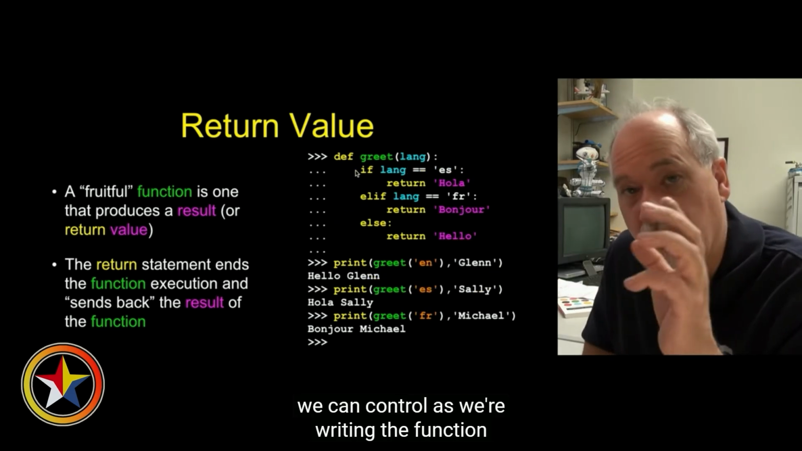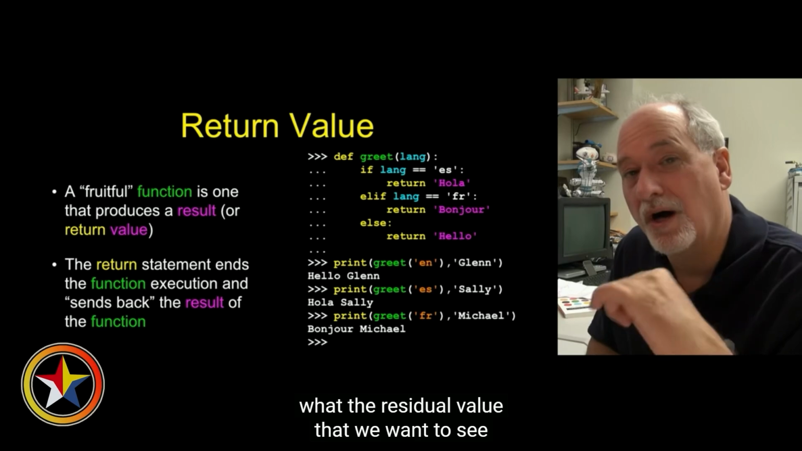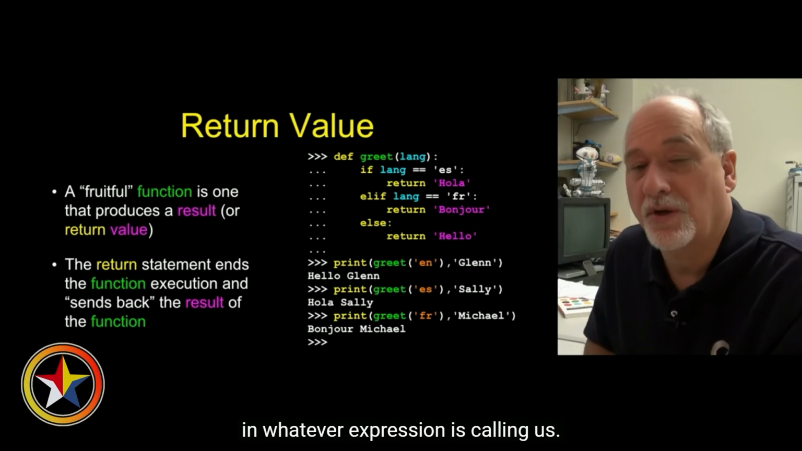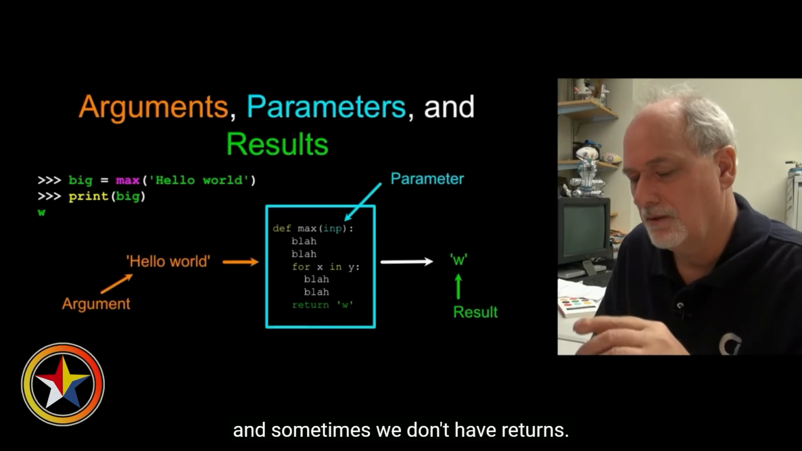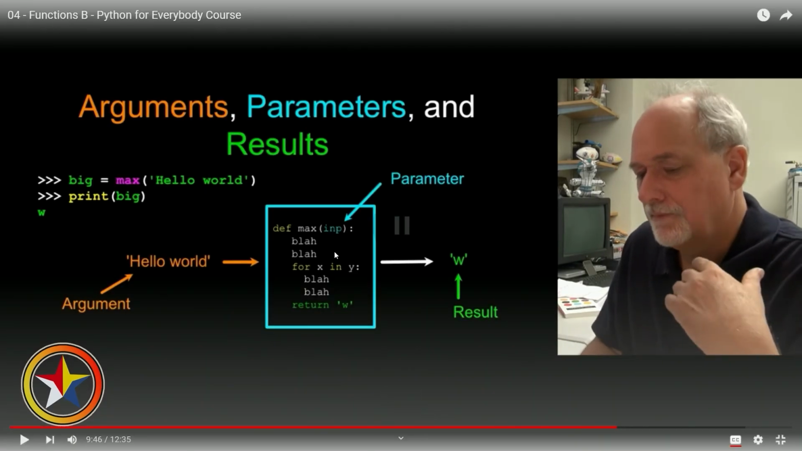We can control, as we're writing the function, what residual value we want to see in whatever expression is calling us. Sometimes we have returns and sometimes we don't have returns. Gotcha. So let's see what we got here.